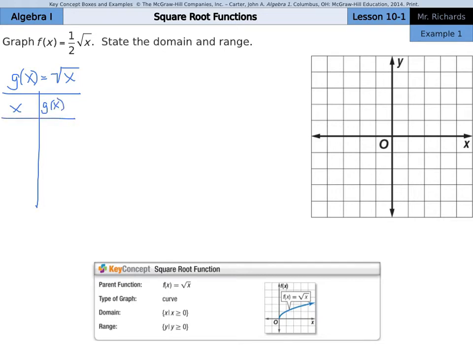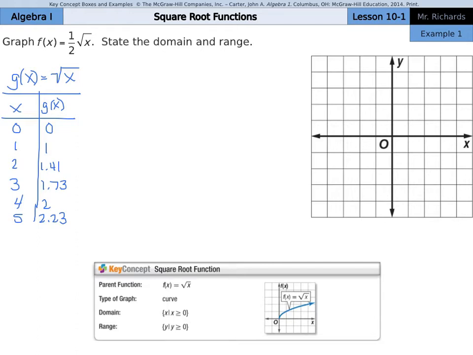Well, when I put in 0, 1, 2, 3, 4, and 5 into the square root of x, I get 0, 1, 1.41, 1.73, square root of 4 is 2, square root of 5 is 2.23, and yes, you can use a calculator to help you with that.